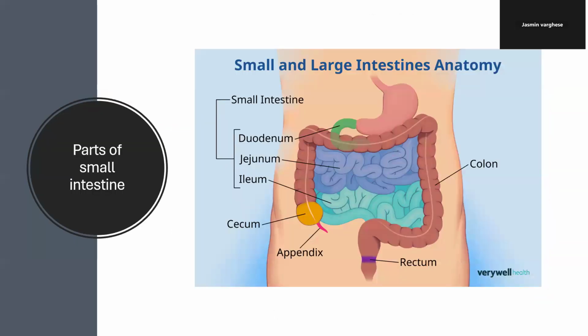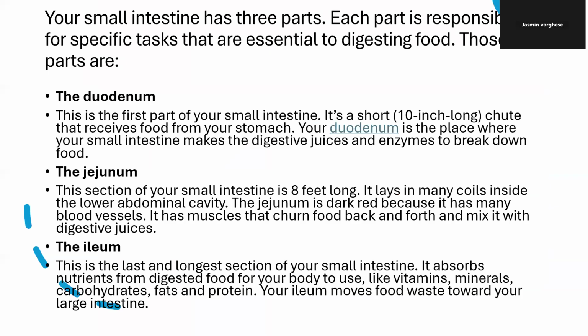And also, we have different parts of the small intestine. In this image, you can see the parts of your small intestine and large intestine. The major parts of the small intestine are the duodenum, jejunum, and ileum. Your small intestine has three parts. Each part is responsible for specific tasks that are essential to digest the food.